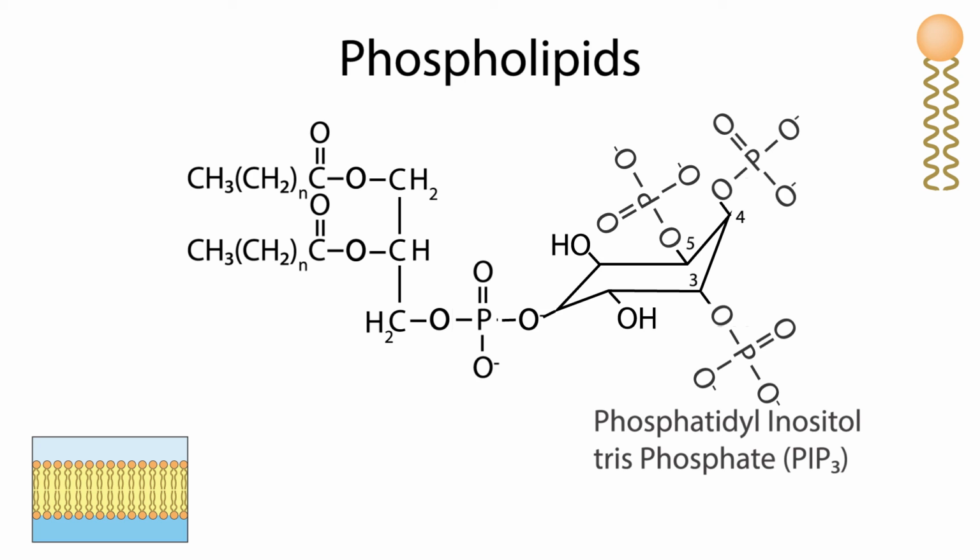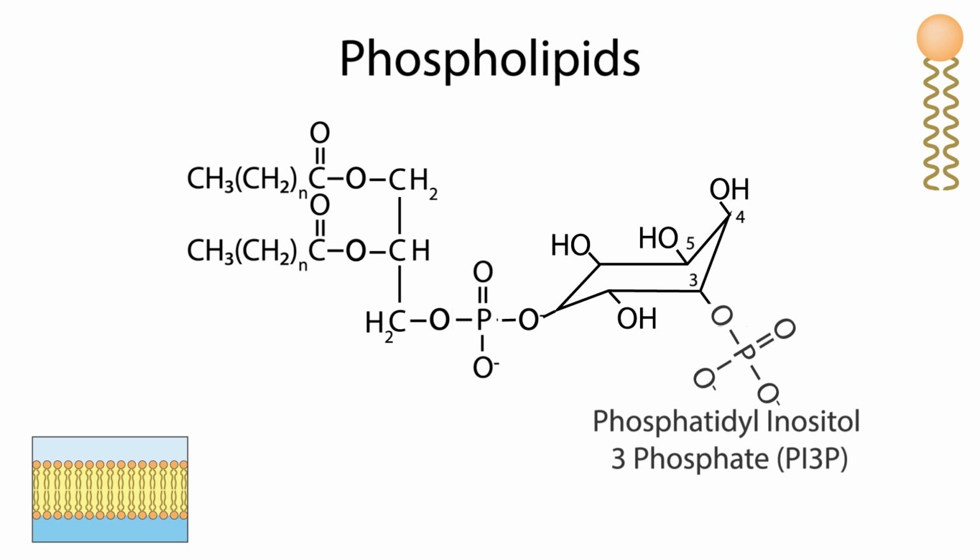Phosphorylation at the 3 position, in addition to the 4 and 5 positions, produces phosphatidylinositol trisphosphate, or PIP3. This is a binding site for proteins with a pleckstrin homology domain, and it brings these proteins to the plasma membrane during signal transduction.